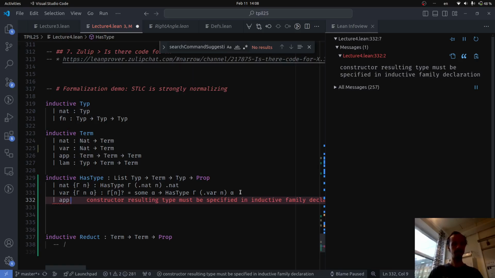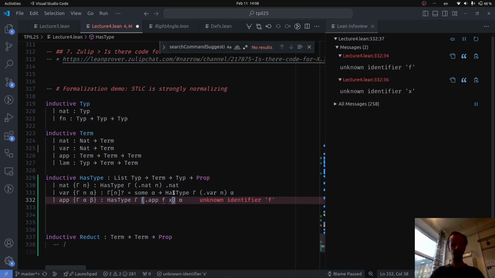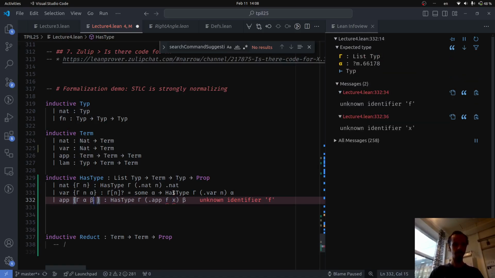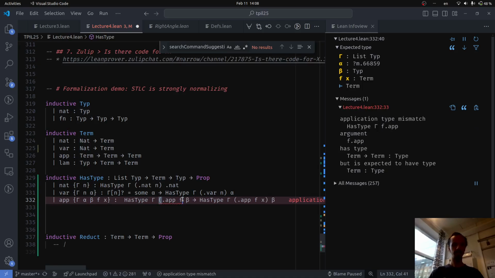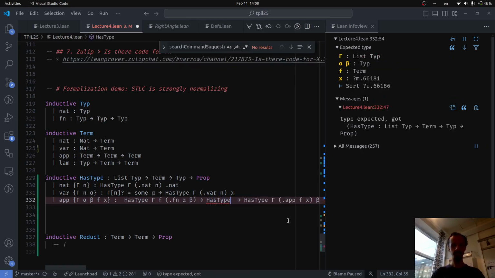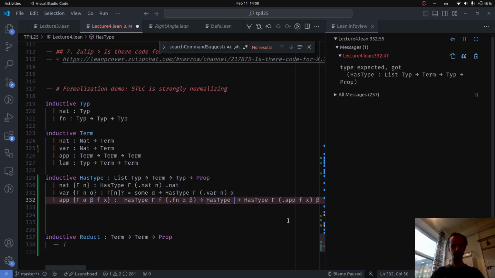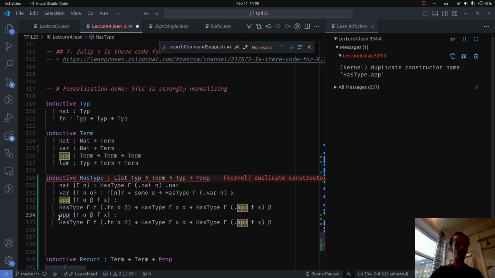Application. So we have to say that an application with app x is type beta if the function has type function from alpha to beta and the argument x has type alpha.